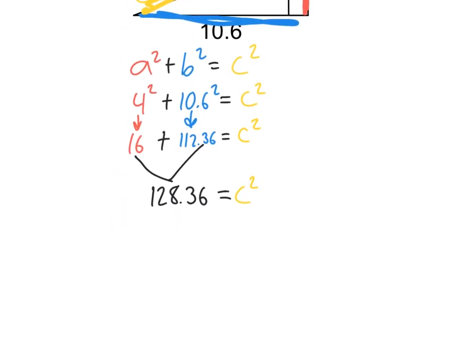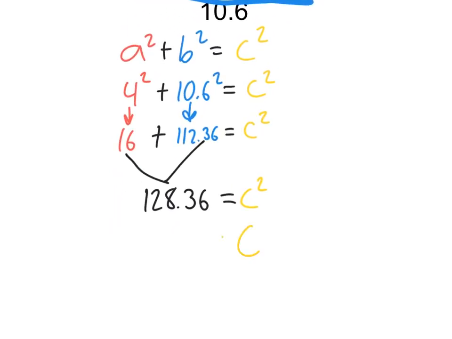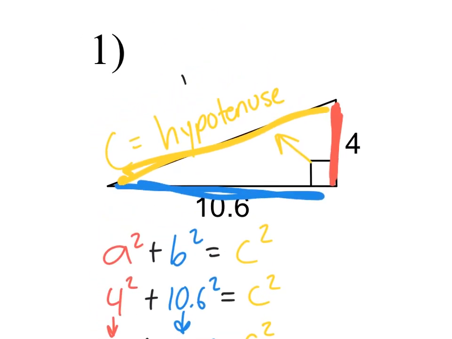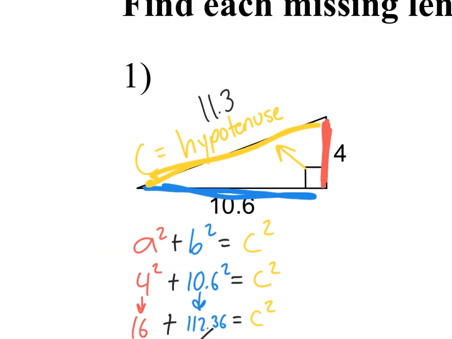I want just the value of c. So in order to go from c squared to c, I have to take the square root of my 128.36. When I do that in the calculator, I get a big old long decimal number, so we are going to round it. We're going to call it 11.3 is approximately c on this triangle. And it ought to make sense. We knew that c was going to be the largest side, so it had to be bigger than our side b, that 10.6, and considerably larger than side a. So 11.3 matches what we have here.